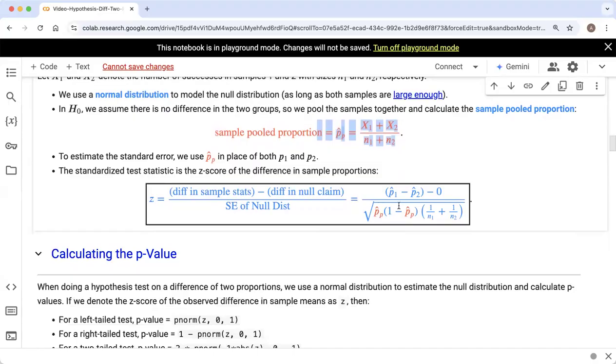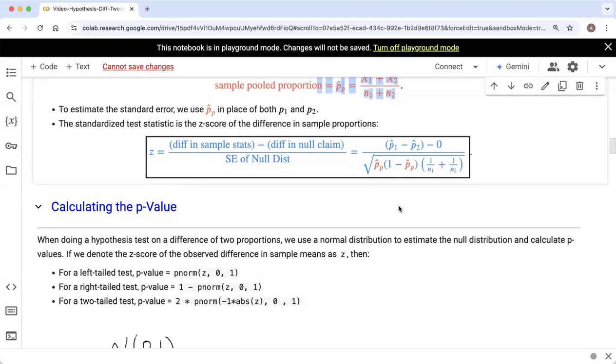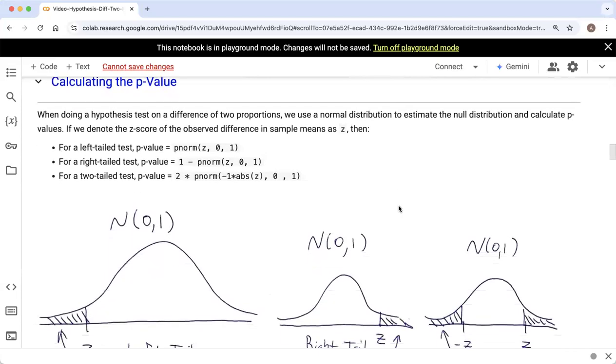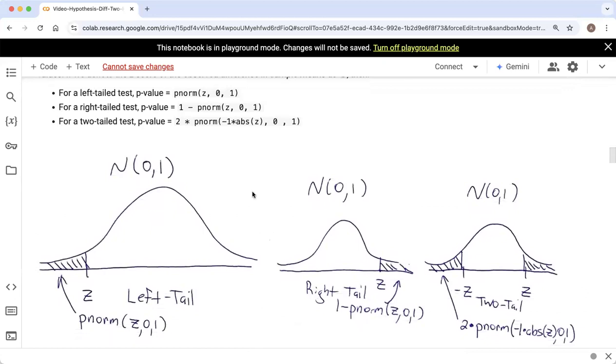Okay, and then once we've got our standardized test statistic, we can go ahead and calculate the p-value the same way that we've been doing things before. So for example, if we're doing a one-tailed, left-tailed test, we calculate our standardized test statistic, and then we can use the p-norm function to calculate the area to the left of that standardized test statistic. If instead we had a right-tailed test, we want to calculate the area to the right of that. So we would do something like 1 minus p norm. If we're working in R, we would do 1 minus p norm z01.